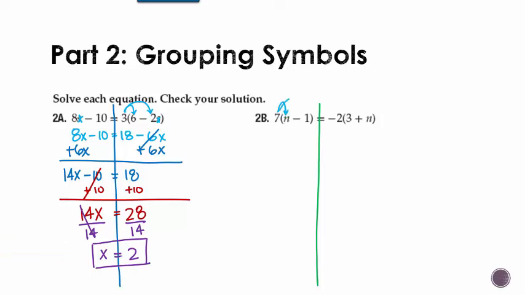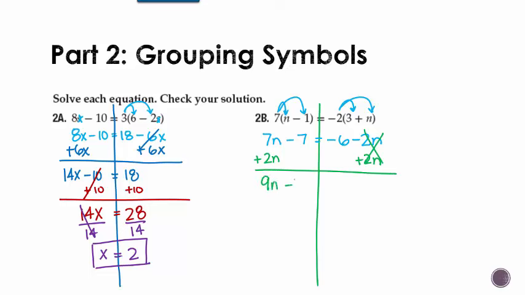So if I distribute this 7 here, this turns into 7n minus 7. Watch your negative sign here. If I distribute a negative 2, I get negative 6 minus 2n. And then we get to choose what side we want to put this on. Doesn't really matter. I'm going to put it on the left. That's usually my go-to. Let's move this over. So those cross off, and 7n plus 2n gives me 9 of them. And all that's left on the right side is a negative 6.